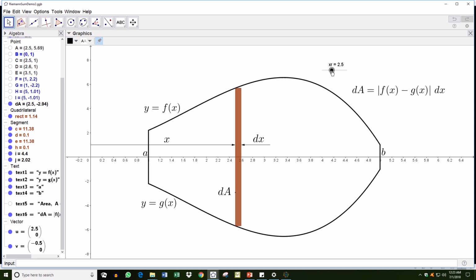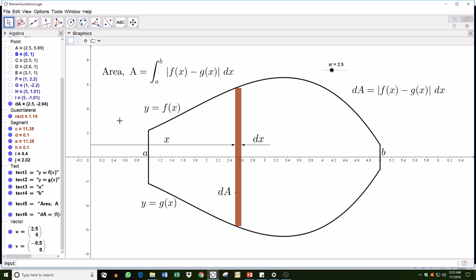Okay? Now, how do you find the actual area of this one? Once you've got the differential area, all you need to do is integrate. Integral of dA is A, right? And so to find area A, we integrate dA. That is, we integrate the absolute value of f of x minus g of x times dx from a to b. As simple as that.